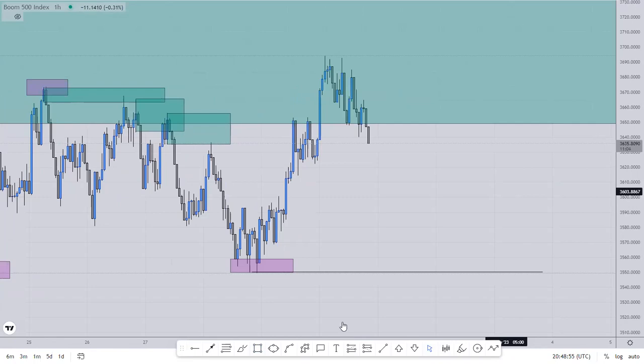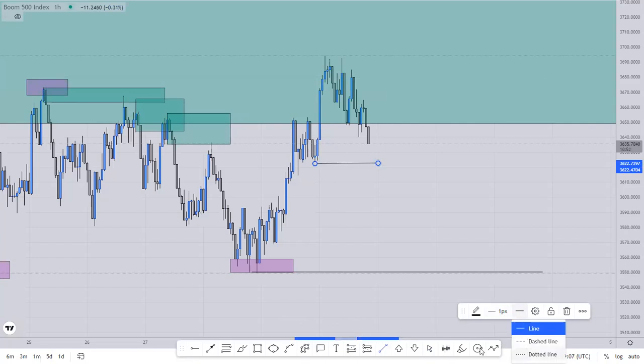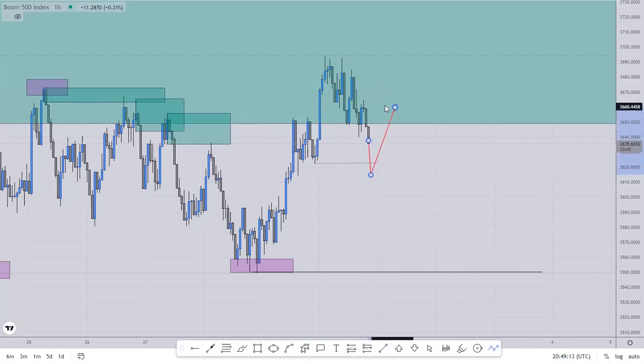Let's see. We have this higher low. This is internal structure now, a higher low internal structure. It has to break that one. Once we break that higher low internal structure, wait for a pullback. You can use your Fibonacci, your trend lines, or your support and resistance. Once you get a pullback, you can take sales.